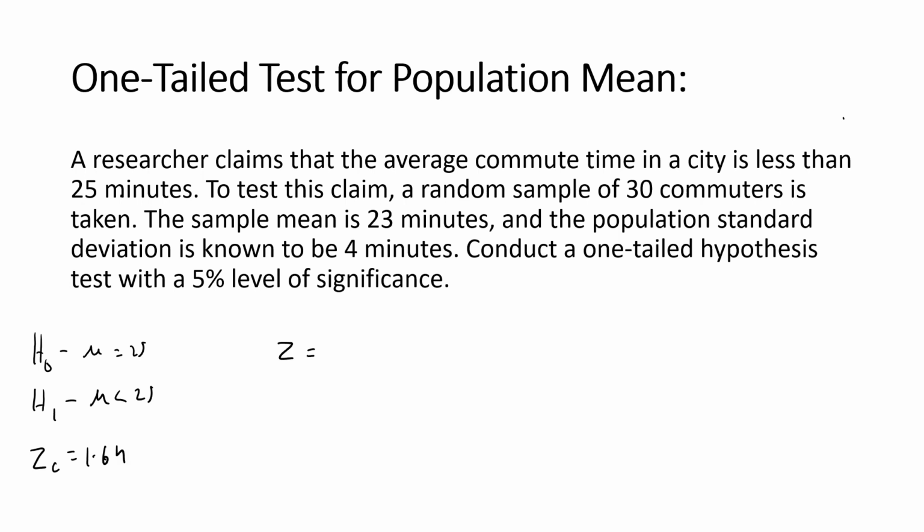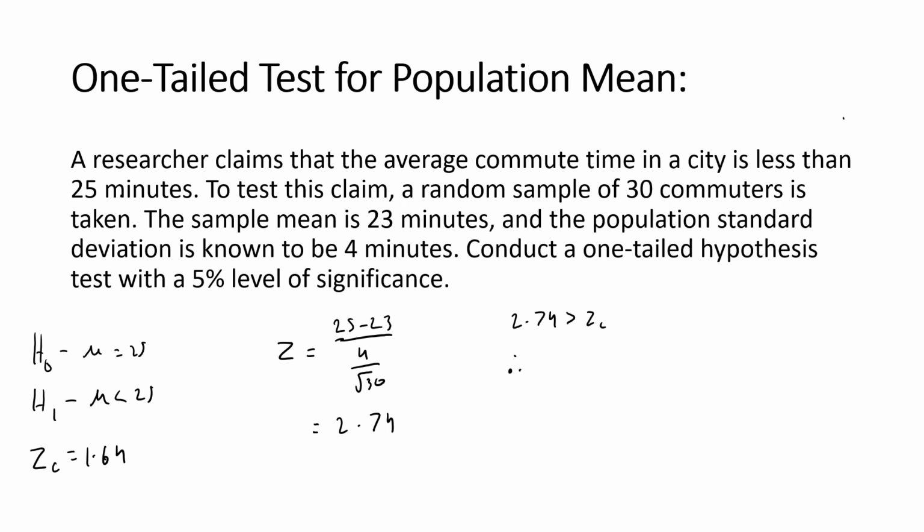which is 25 minus 23, or it could be 23 minus 25, it doesn't really matter, over sigma over root n, and that gives us 2.74. 2.74 is greater than the critical value.